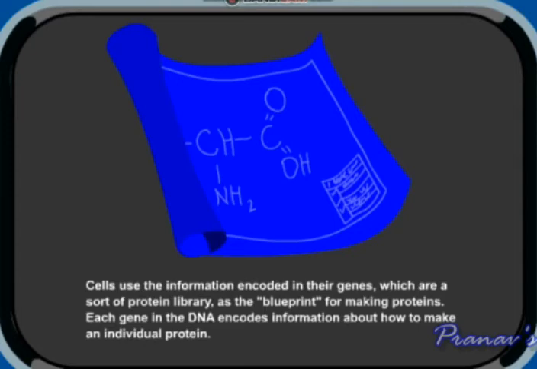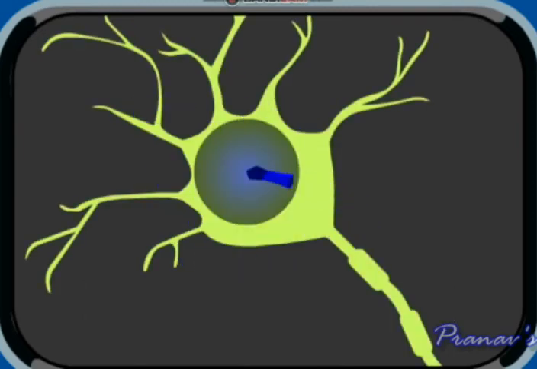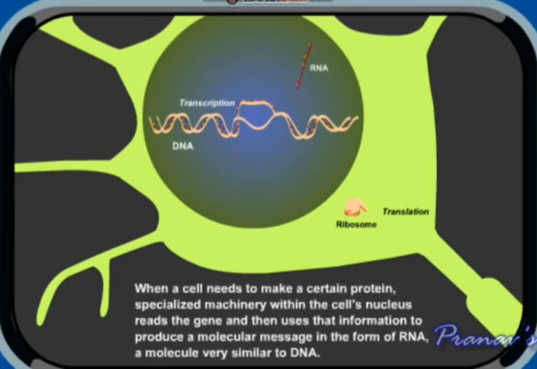Cells use the information encoded in their genes, which are a set of protein library, as the blueprint for making proteins. Each gene in the DNA encodes information about how to make an individual protein. When a cell needs to make a certain protein, specialized machinery within the cell's nucleus reads the gene and then uses that information to produce a molecular message in the form of RNA, ribonucleic acid, a molecule very similar to DNA, that is deoxyribonucleic acid.